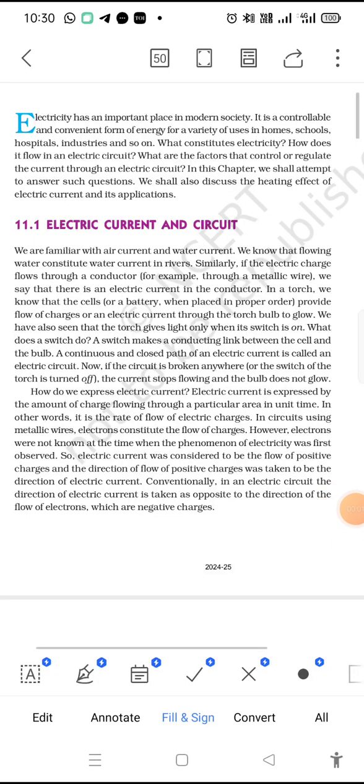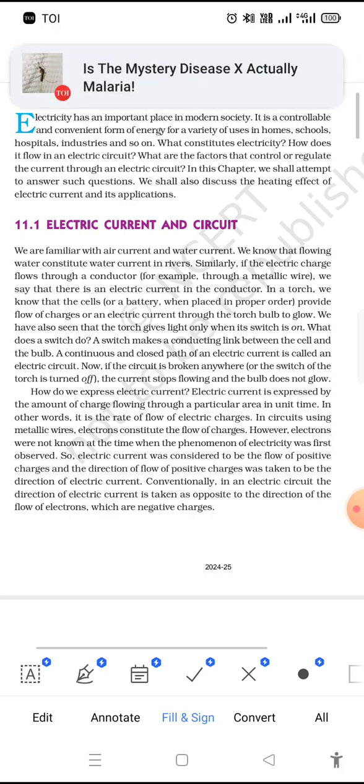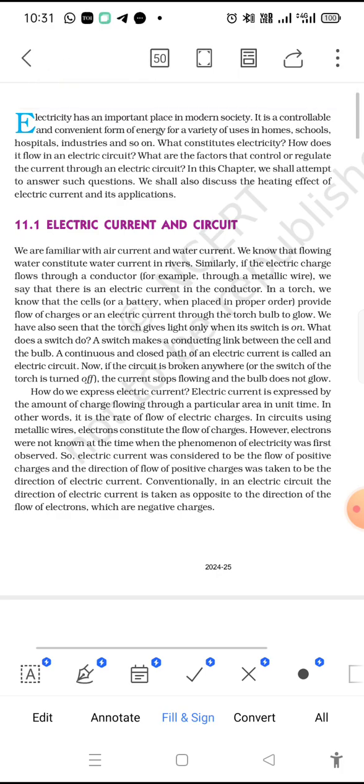Current and circuit. We are familiar with air current and water current. We know that flowing water constitutes water current. Similarly, if electric charge flows through a conductor, for example through a wire, we say that there is an electric current in the conductor, that is, a wire.